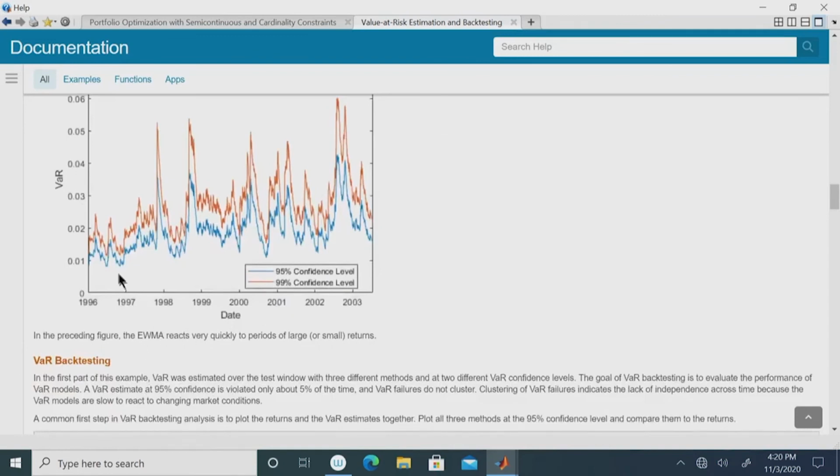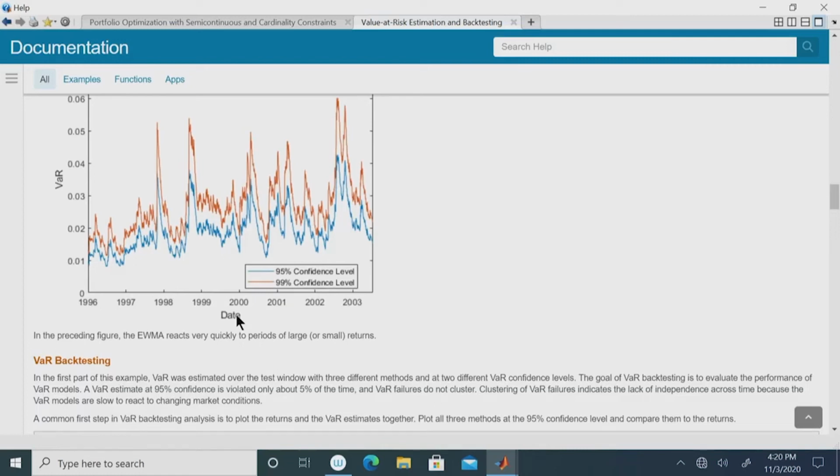So, here you observe that EWMA, given the more volatile nature of the graph as compared to the two preceding methods, you can conclude that the EWMA reacts very quickly to periods of large or small returns. Okay, now once we have done these three approaches, we have calculated the VAR.